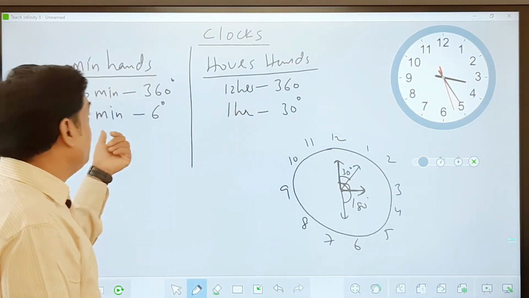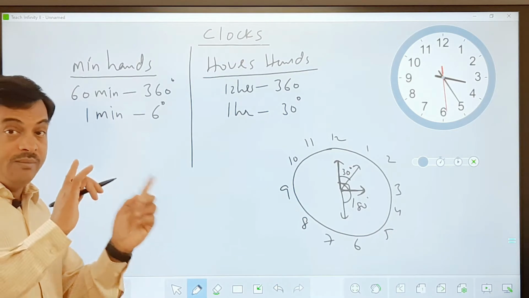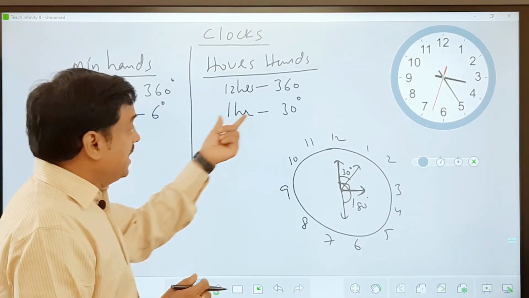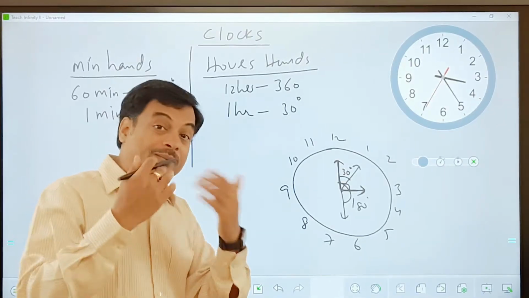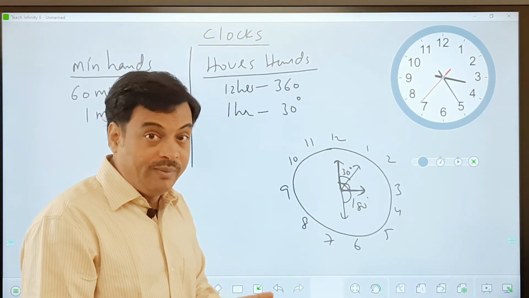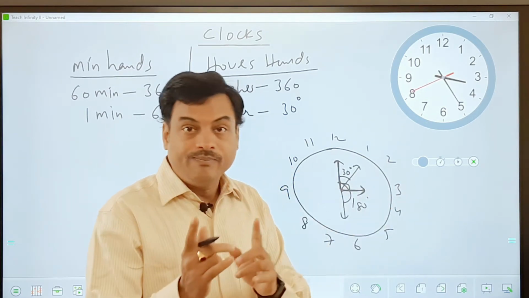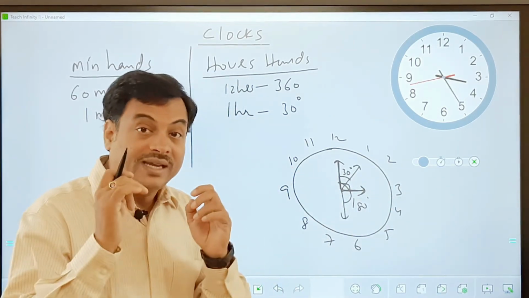Now imagine the same thing happening with the minutes hand. Every minute, it will cover 6 degrees of angle. Now, is the hours hand moving every minute? Is it moving every minute, or will it move hourly? Will it jump from 12 to 1 directly? Never does that happen. It is moving every minute.